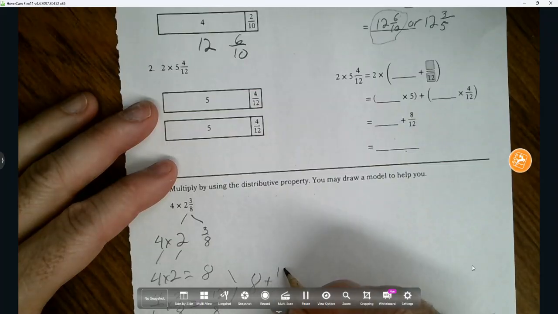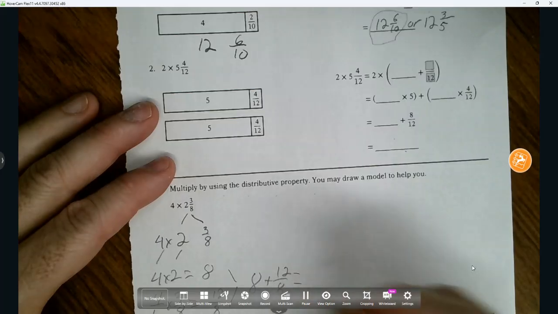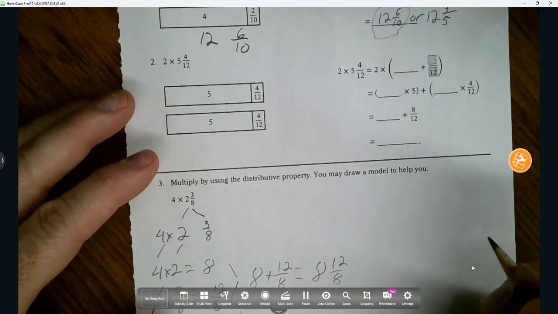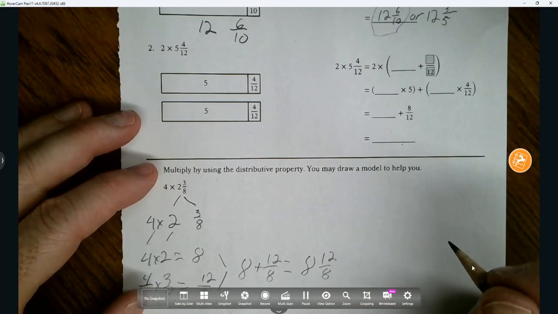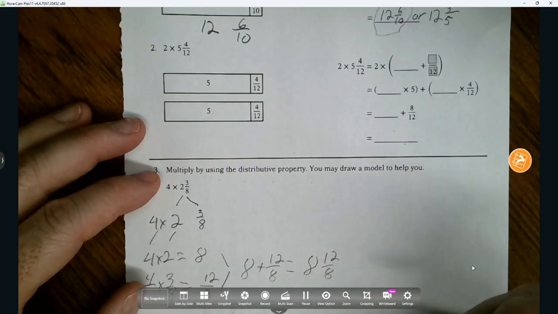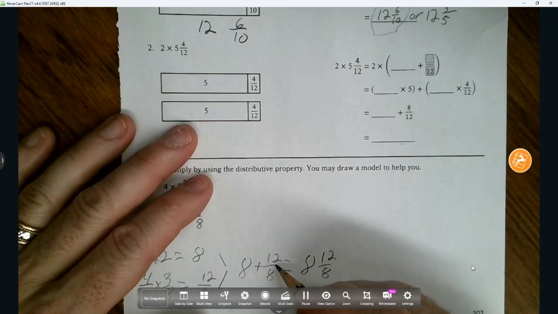8 plus 12 over 8 equals 8 and 12/8. But we can't leave this. We're not leaving this. This is a mixed number with an improper fraction. We can't do that. So I want to fix it here.